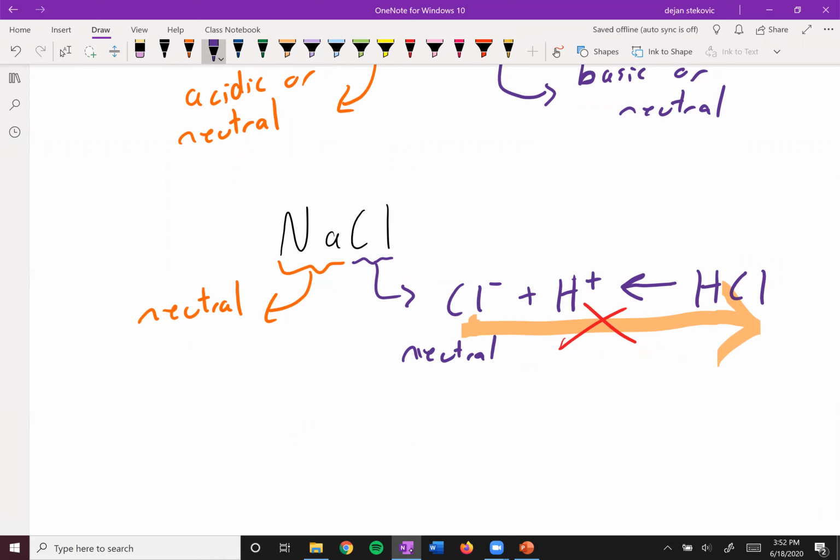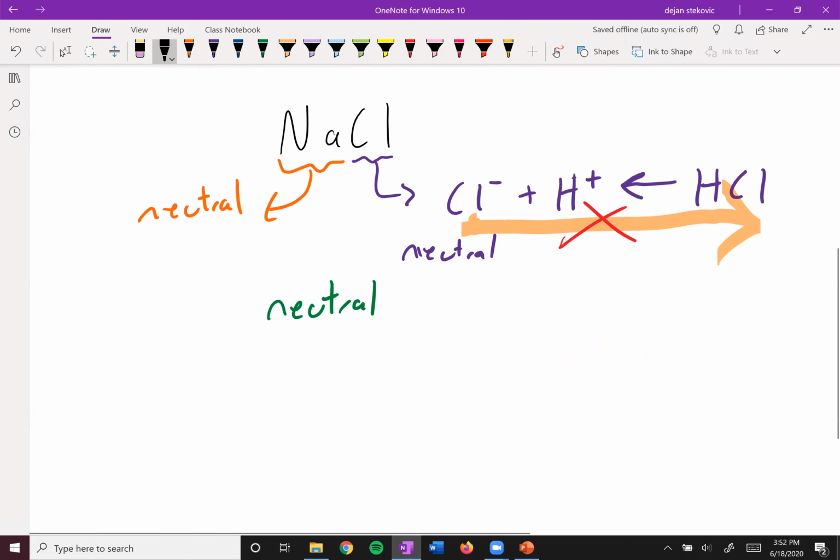And so if you have two components that are neutral, you are overall neutral. So if you just put some sodium chloride in some water, it will not make the solution acidic or basic. Let's take a look at another example.